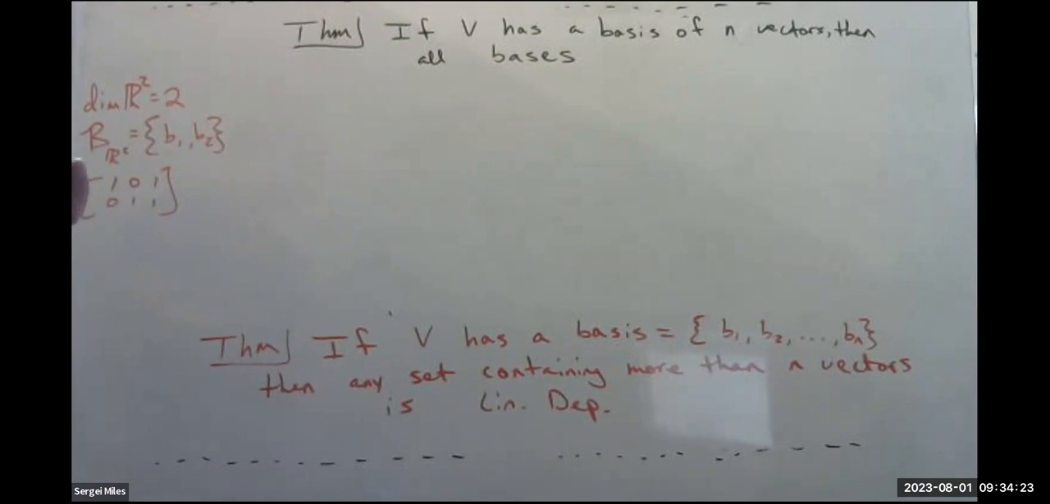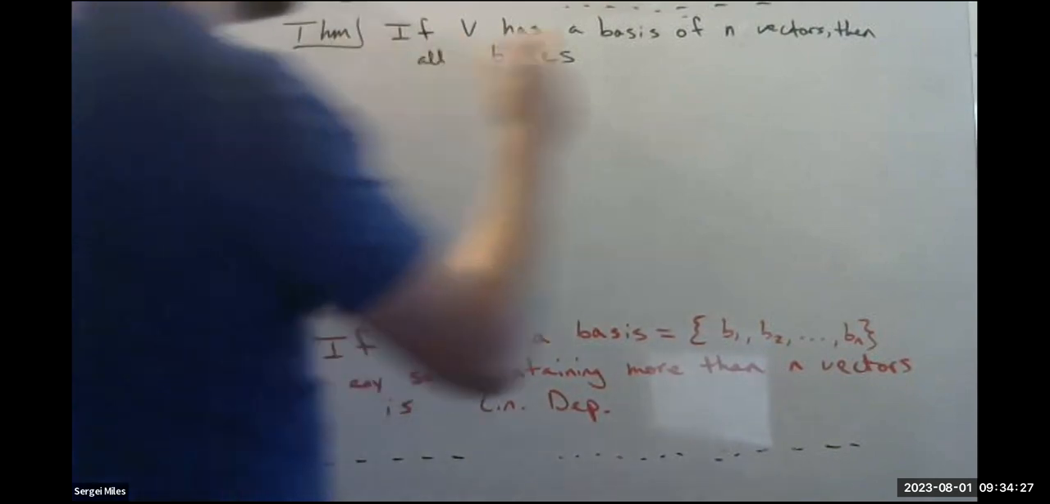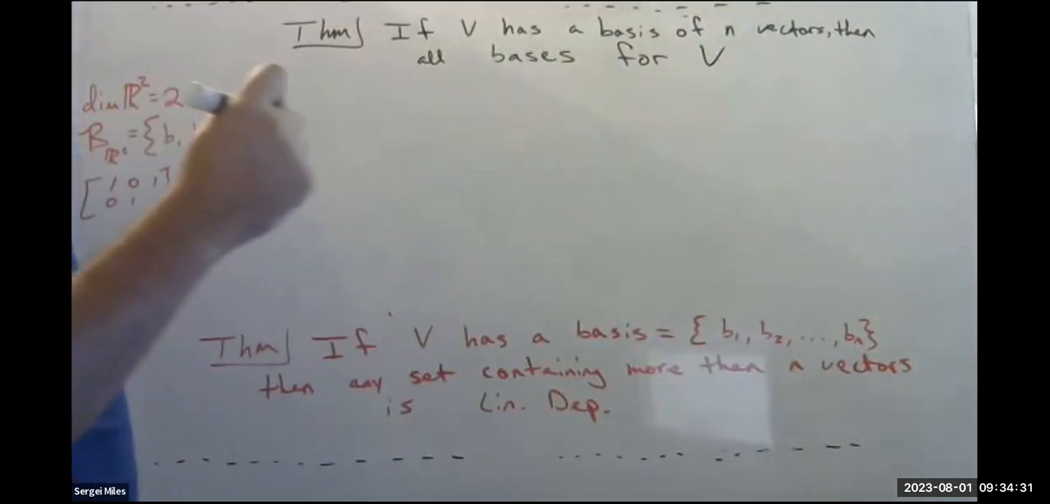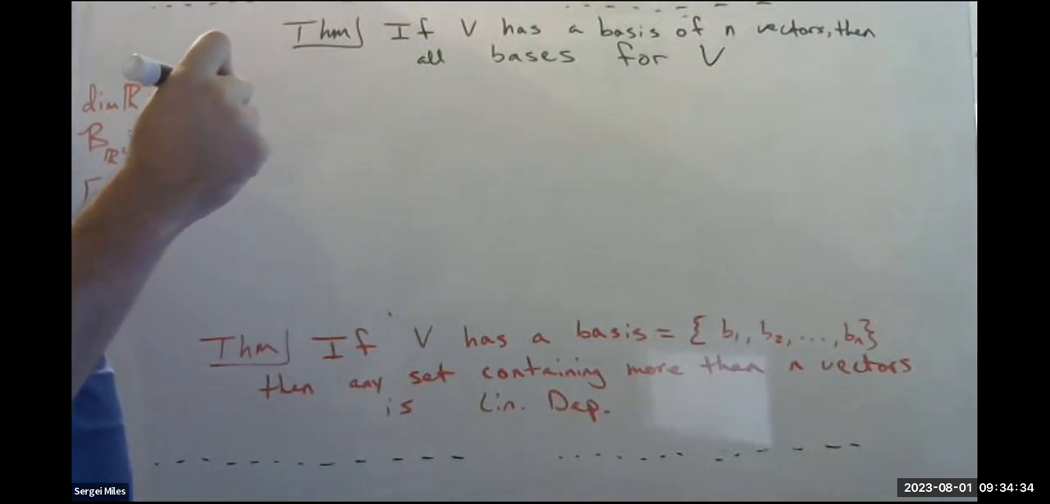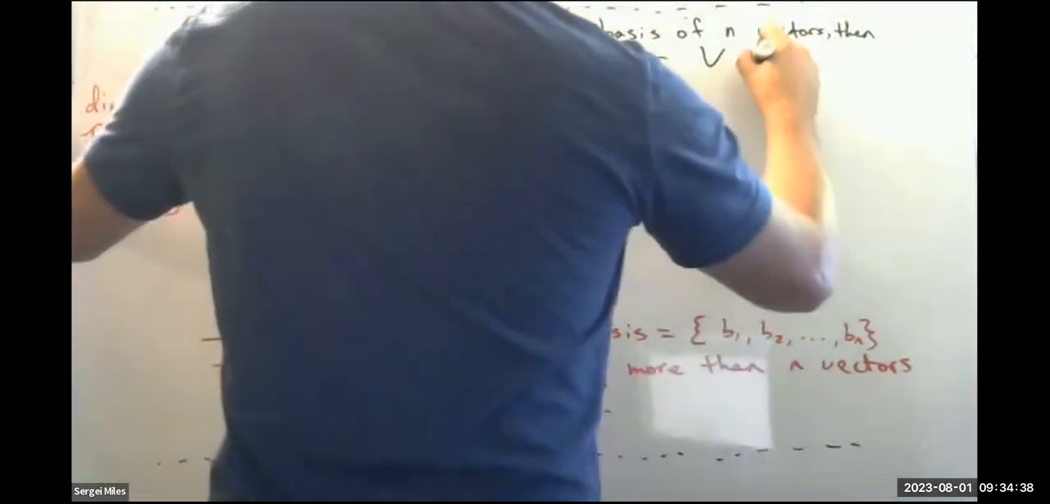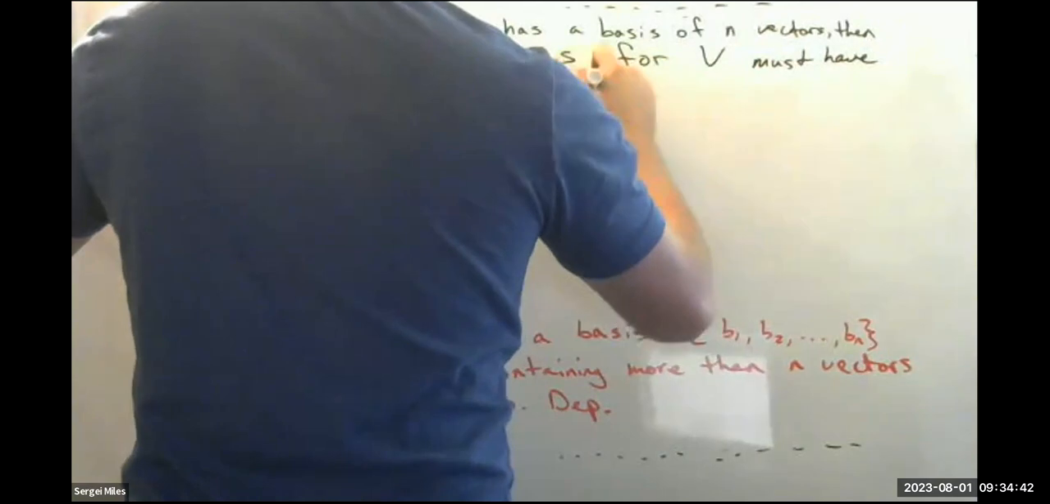For all bases for V, must have n vectors.